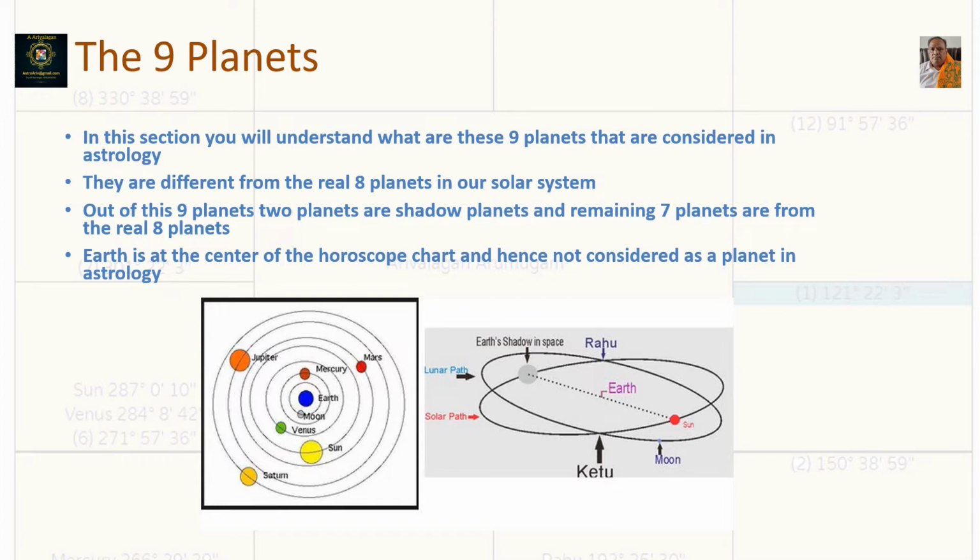In this subsection of this lesson, you will understand what are these 9 planets that are considered in astrology. They are different from the real 8 planets in our solar system. Out of these 9 planets, 2 planets are shadow planets, and the remaining 7 planets are from the real 8 planets. Earth is at the center of the horoscope chart, hence not considered as a planet in astrology. So that's what you see here: on the left hand side, the planets that are considered, and on the right hand side, it shows how Rahu and Ketu are considered, because these are also included in the 9 planets.